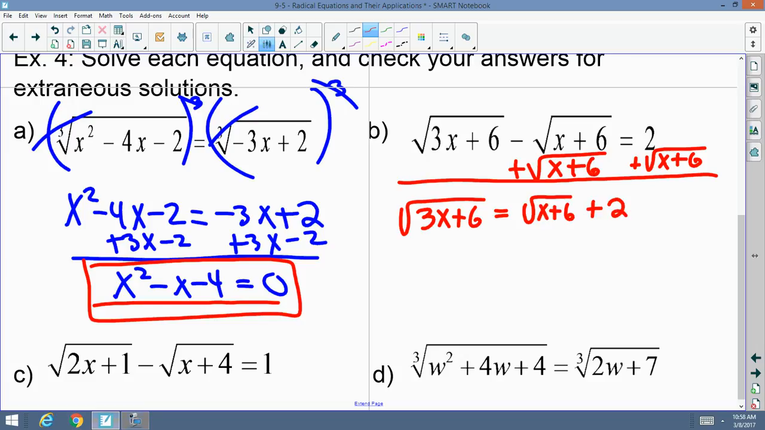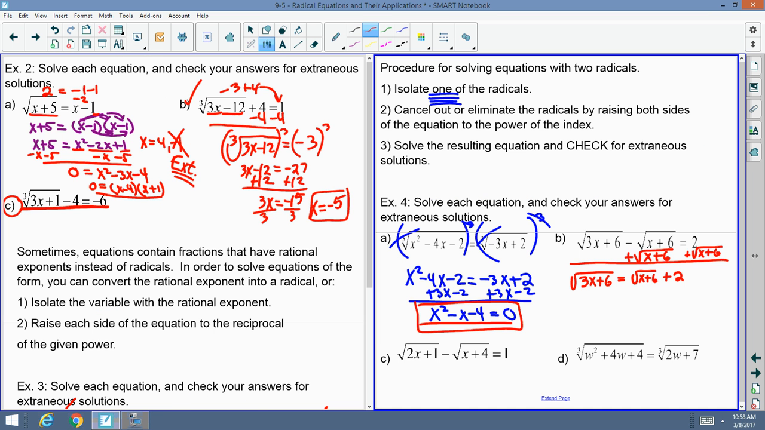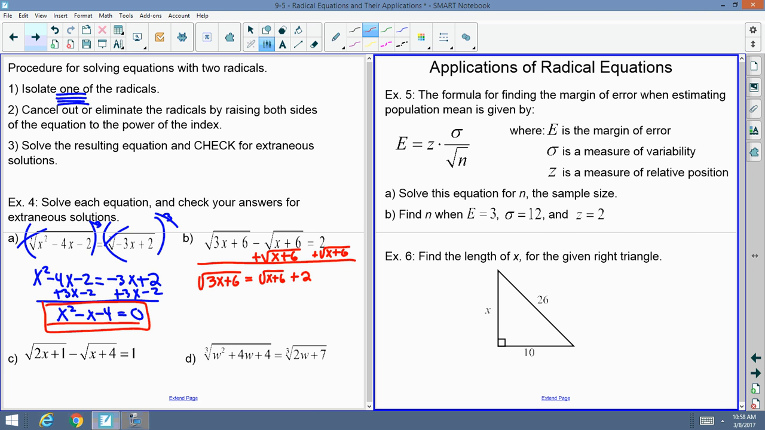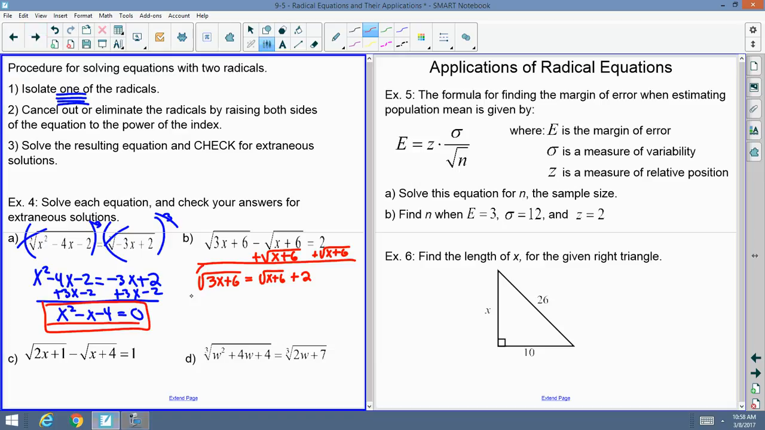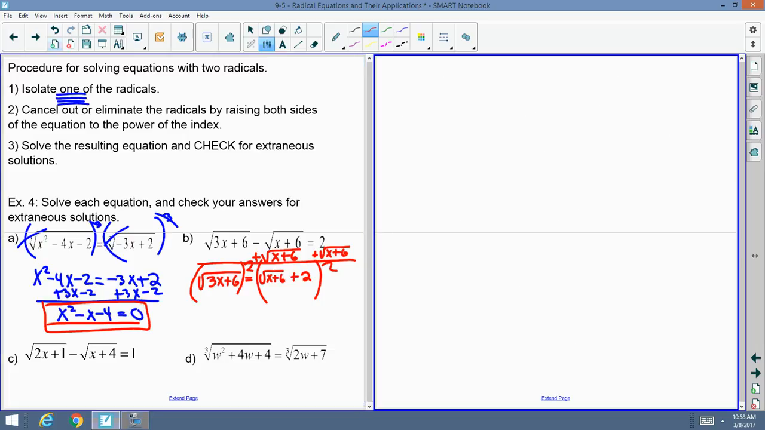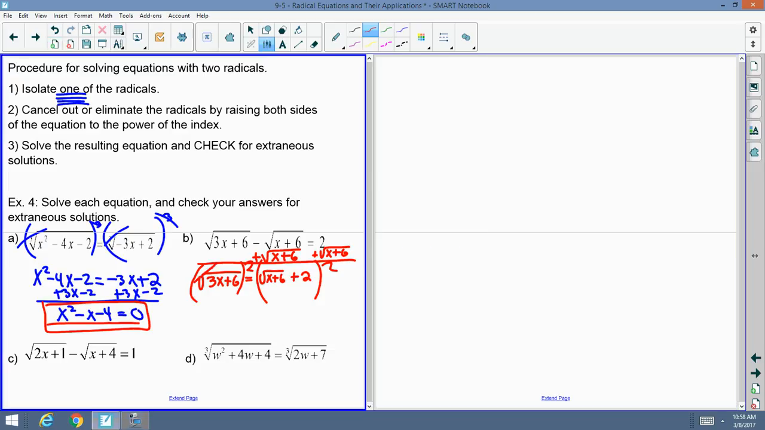Okay, this is what I'm going to do because I want to make sure that we have plenty of space to see this. Okay, so we're over here, all right? I'm going to get rid of this radical by squaring both sides. When I square both sides, guys, this radical cancels with that guy, giving me a 3x plus 6.